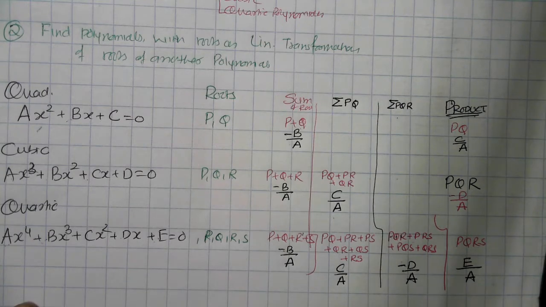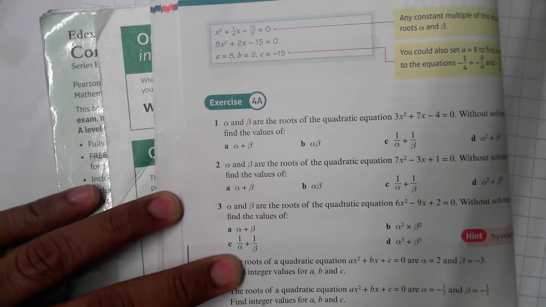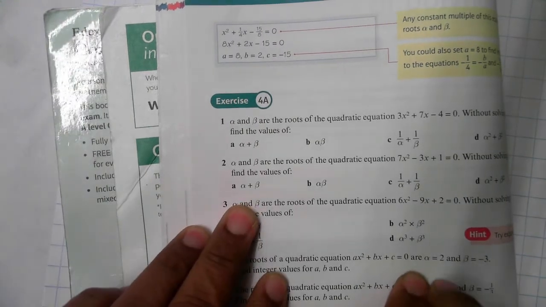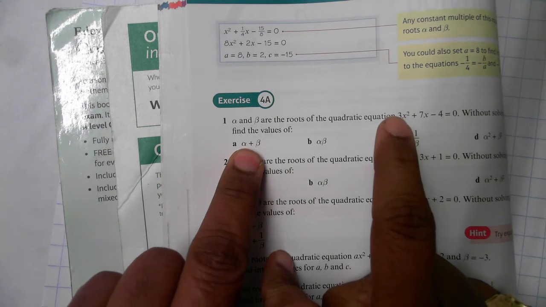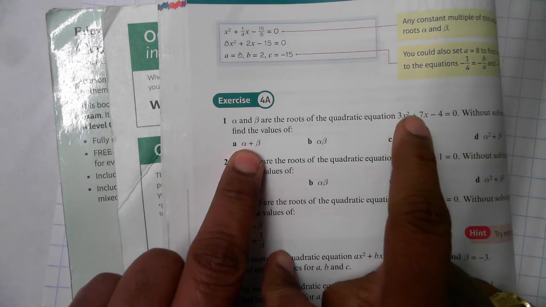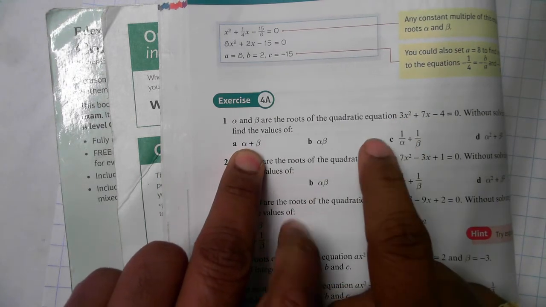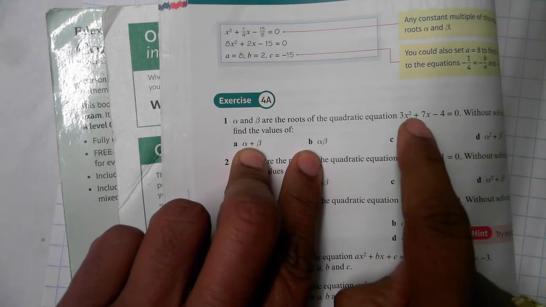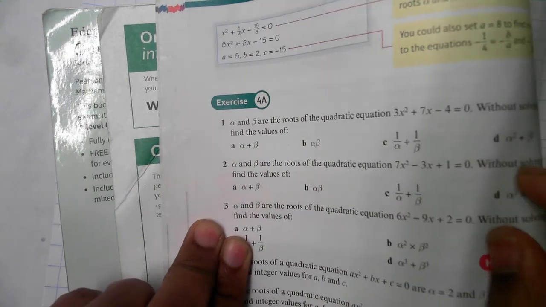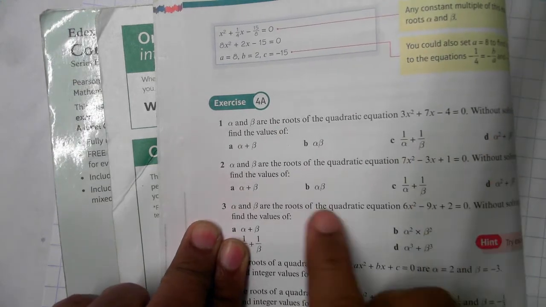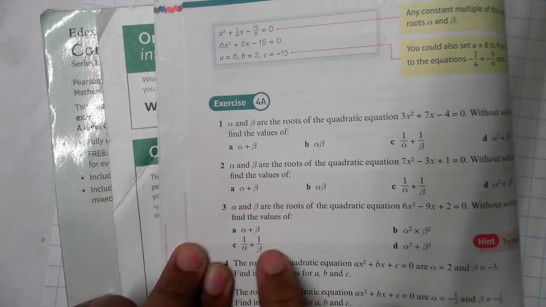So let's go over a few of the questions, guys. This is a quadratic. You're going to find alpha plus beta, that is minus b over a, so minus 7 over 3. And you're going to find alpha beta, that is the product, which is c over a, minus 4 over 3. I'm going to talk about this algebra part a little later, these c and d, so you can do it for this as well, and we'll talk about this algebra part in a minute.